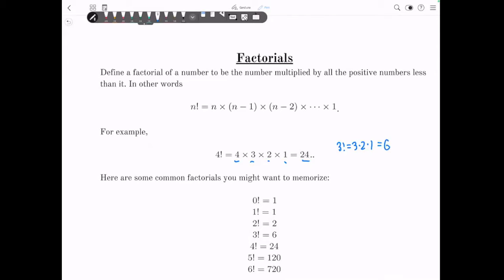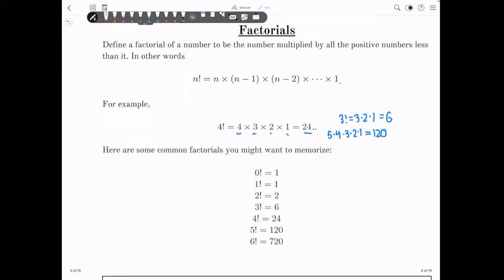So in the chat, put what you think the value of 5 factorial is. Yes, it is 120. 5 factorial is just 5 times 4 times 3 times 2 times 1, which is 120.